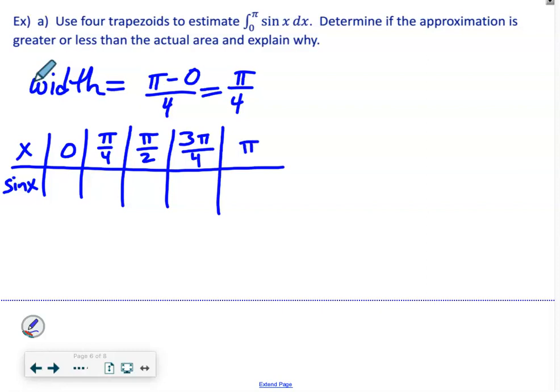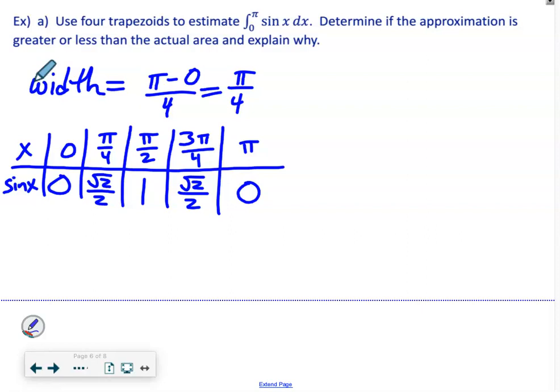What's the sine of 0? 0. Anyone know the sine of pi fourths? Root 2 over 2. What's the sine of pi halves? 1. 3 pi fourths? Root 2 over 2. Positive or negative? Positive. Are you sure? Yes. What's the sine of pi? 0. Okay. All Students Take Calculus, or as the class jokes, all strippers take cash. That is absolutely right. Okay.